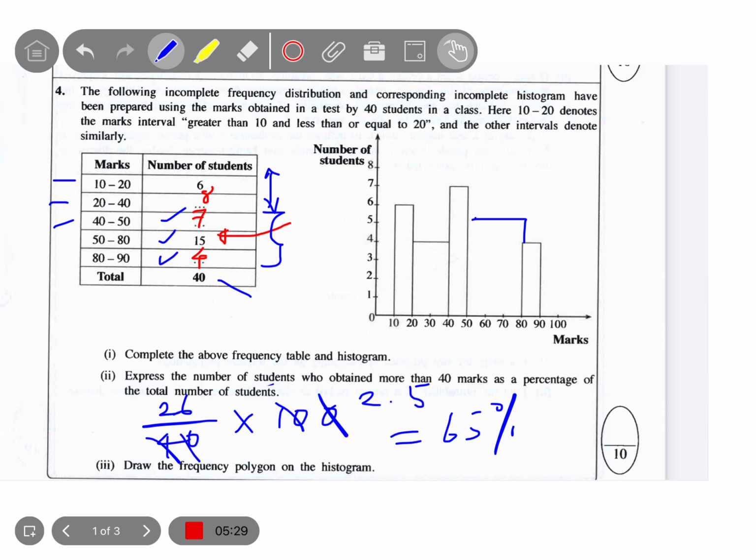Next question: draw the frequency polygon on the histogram. You draw the frequency polygon by joining the middle of all the bars. For this one, the middle is here, so you just mark the middle here. For this one there are two bars, so one middle is here, the other middle is here. The middle of this one is here.